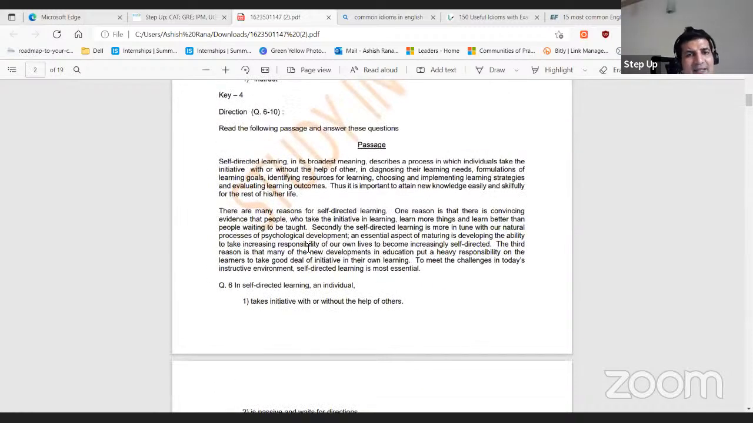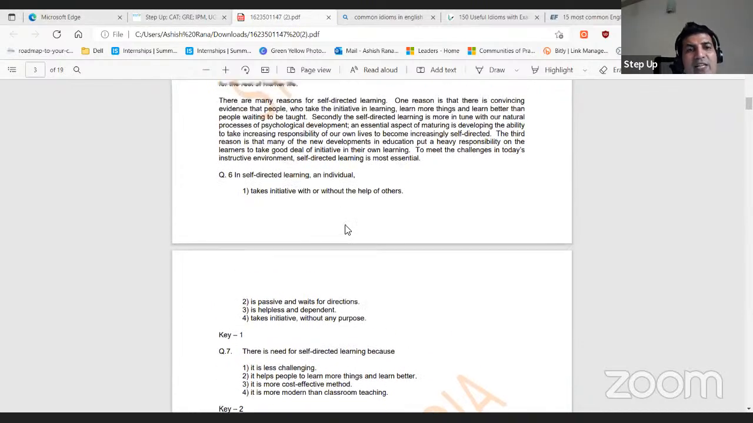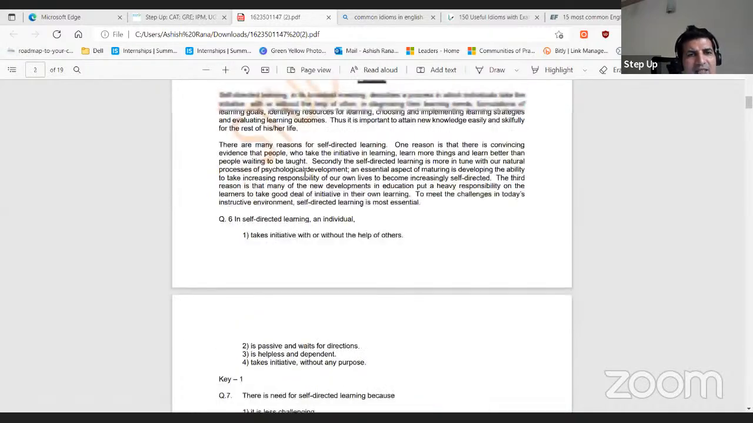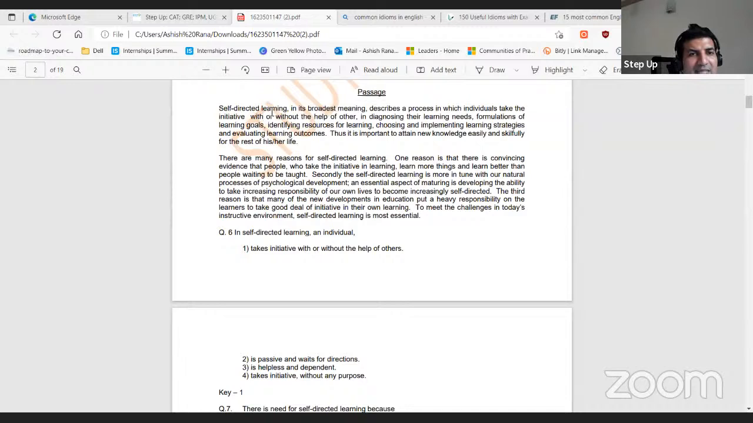Okay, and see, this is the one thing that I was talking about, right? So for example, this is a passage. Typically passages don't require any knowledge, right? Because all the answers are here, but you should understand what the questions are, and then answer on the basis of the passage. So it talks about self-directed learning in its broadest meaning, describes a process in which individuals take the initiative with or without the help of others in diagnosing their learning needs, formulating learning goals, identifying resources for learning, choosing and implementing learning strategies, and evaluating learning outcomes. Thus, it is important to attain new knowledge easily and skillfully for the rest of his or her life.